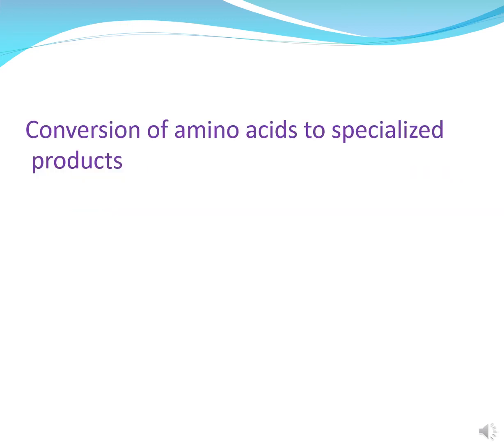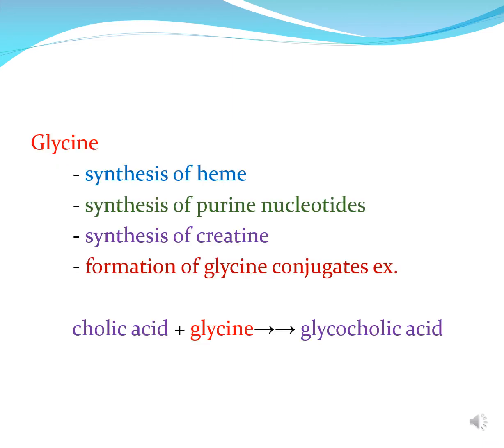We completed the synthesis of non-essential amino acids. Now we'll speak about conversion of amino acids into specialized products. The first of which is glycine. Glycine is a precursor for several important compounds. The first of which is heme. Heme, the essential compound in hemoglobin, requires glycine for its synthesis.